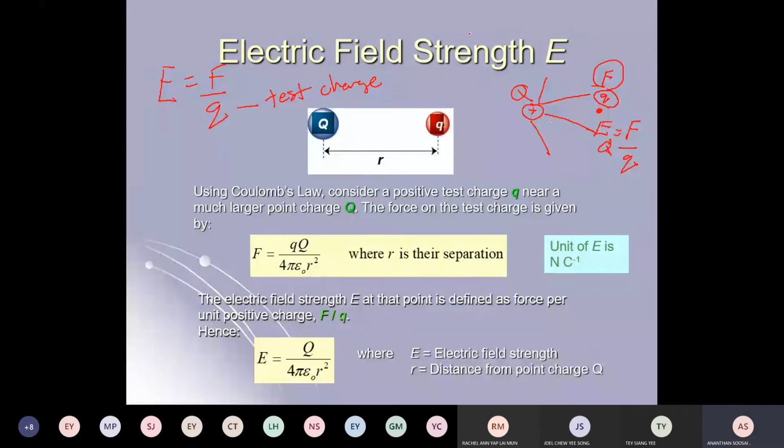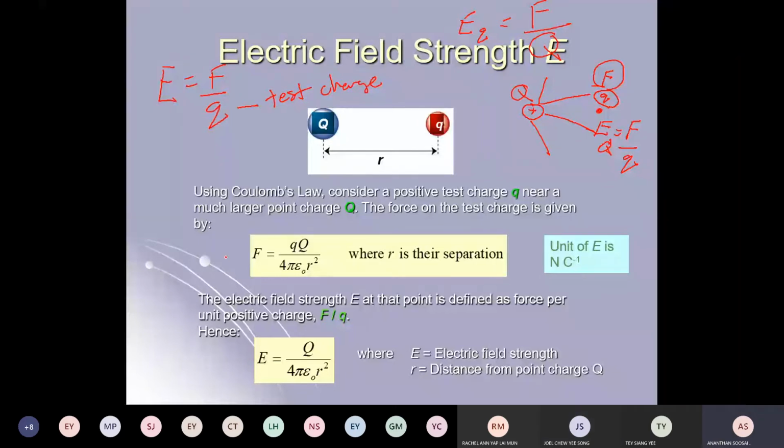The same thing in a past year paper, they asked, what is the field caused by small q on capital Q? So how do you write the formula? The electric field caused by small q on capital Q is force per unit positive test charge. Now what is the test charge for the small q? It is the capital Q. F over capital Q will tell the strength of the small q's electric field. Any problem here? So E equals F over Q.